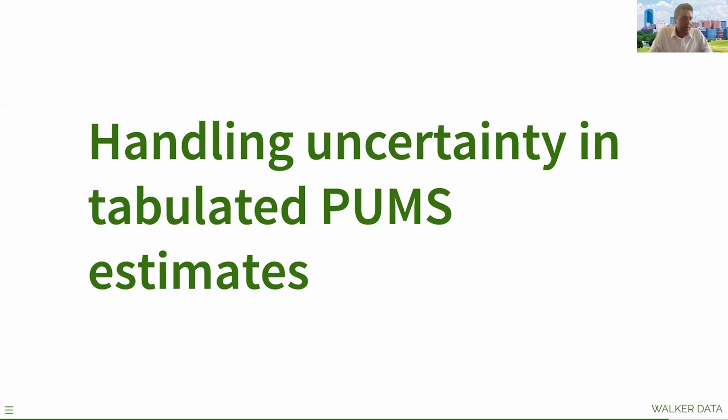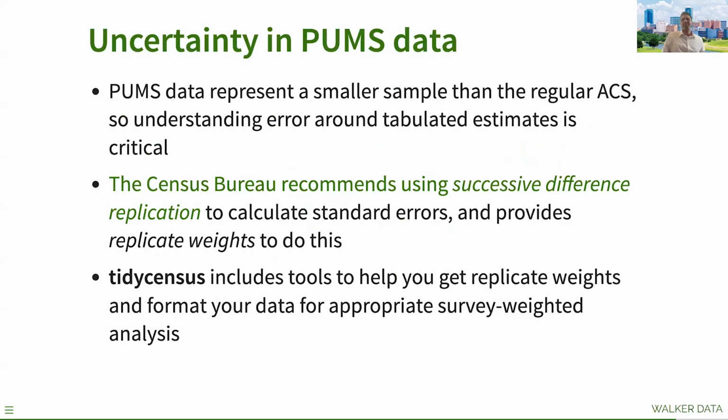Because I had mentioned before that you're going to have more uncertainty in your tabulations from PUMS data than you would otherwise working with the already tabulated ACS data, because it's drawing from a larger sample size when you use get_acs than when you use get_pums. So, reiterating a little bit of that on this slide, you can still calculate those standard errors and margins of error. The Census Bureau recommends a formula using successive difference replication to calculate standard errors, and it provides replicate weights to do this.